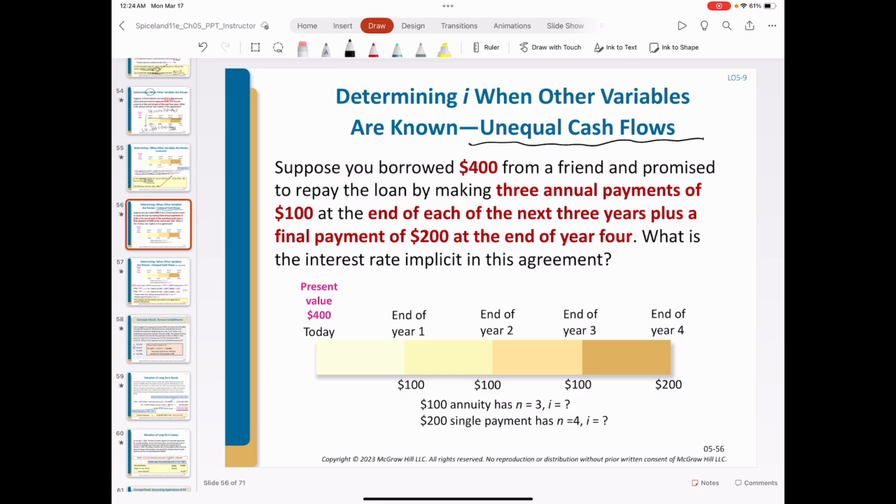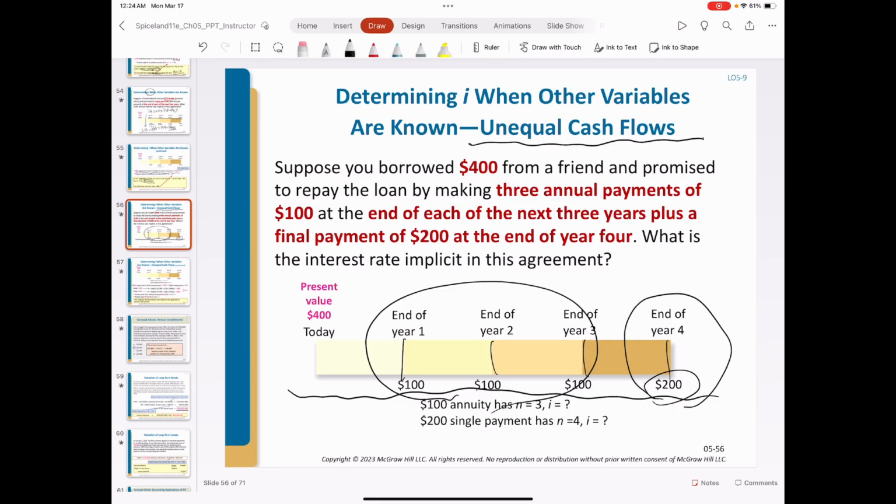First, let's use this chart to show the timing and location of the cash flows. Although these cash flows have the same intervals, the last was $200. So it does not meet the definition of an ordinary annuity. So what we can do is first treat the first three cash flows as a 3-year ordinary annuity, and separately treat the last one as a single sum.